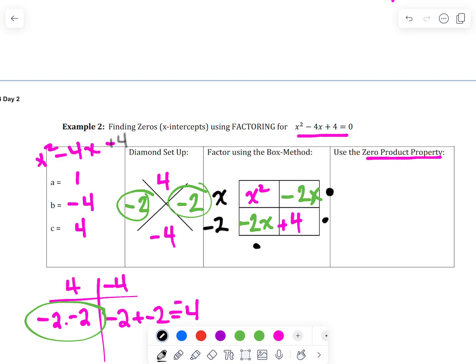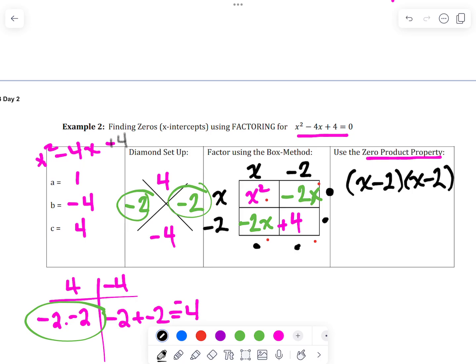Now we go to the first column, the GCF of x squared and -2x. I'm going to choose that to be an x. Then I go to the second column, the GCF of -2x and +4. That's -2. Let's check this. Multiply x times x, x squared. X times -2, -2x. X times -2, -2x. -2 times -2, +4. Now what's outside the boxes are our factors: x minus 2, x minus 2.